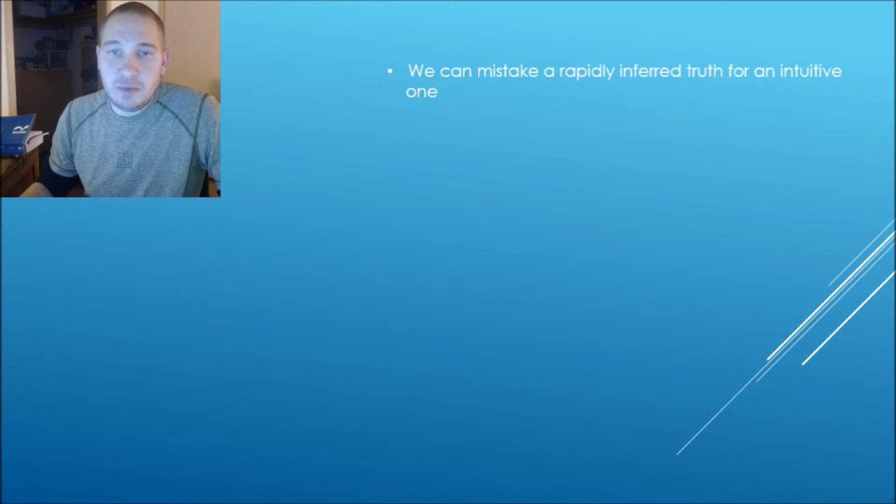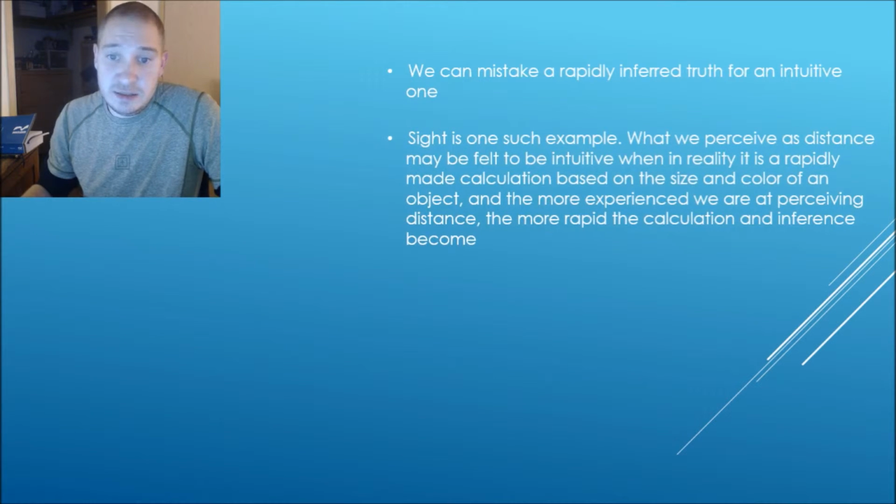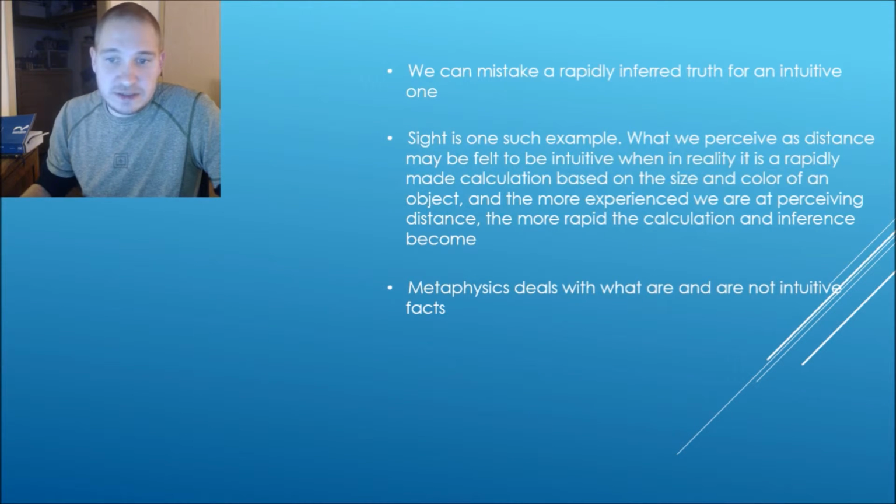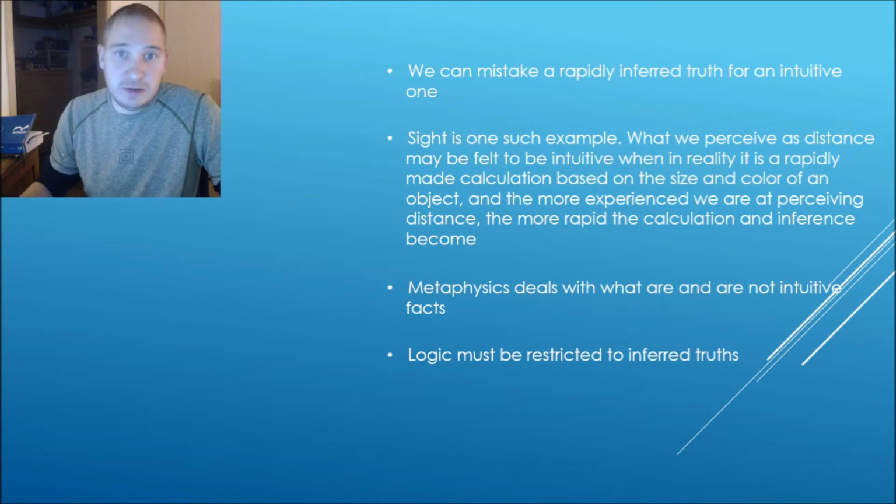We can mistake a rapidly inferred truth for an intuitive one, and Mill gives the example. Sight is one such example. What we perceive as distance may be felt to be intuitive when in reality it is a rapidly made calculation based on the size and color of an object. And the more experienced we are at perceiving distance, the more rapid the calculation and inference become. Metaphysics deals with what are and are not intuitive facts. Logic must be restricted to inferred truths, since it deals with reasoning or inference.